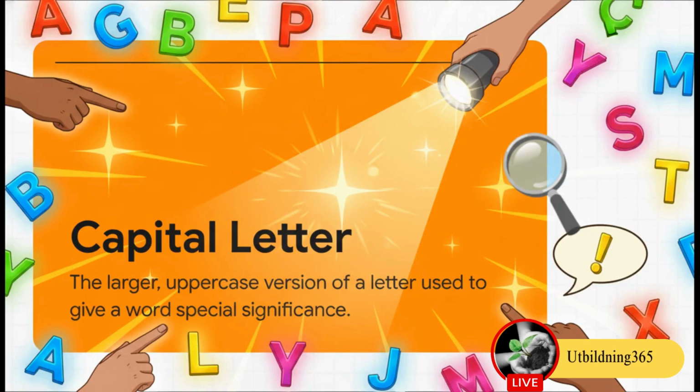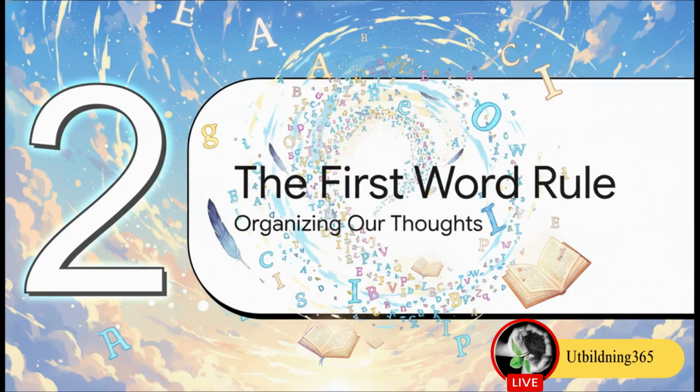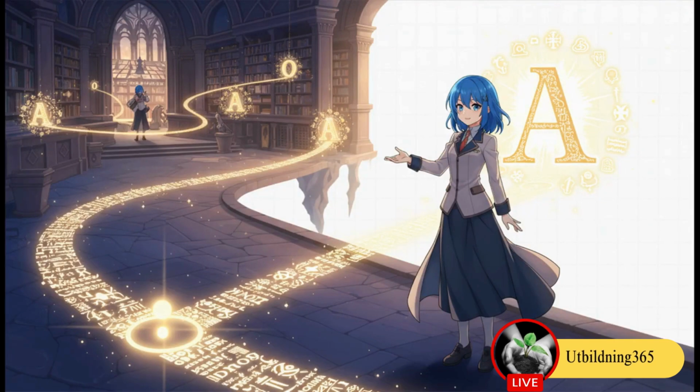So what is a capital letter officially? Well, it's that larger uppercase version, and its whole purpose is to give a word special significance. Think of it like a little spotlight that you shine on a word to tell your reader, hey, pay attention to this one. This word is important. Let's get into the first and probably the most basic rule of them all. This is the one that brings a little bit of order to the chaos of our written language. It's super simple. The very first word of any new sentence always gets a capital letter. It's this beautiful, clear signal to the person reading. It marks the exact spot where one idea stops and a brand new one starts. It's really the ultimate organizational tool for our thoughts.